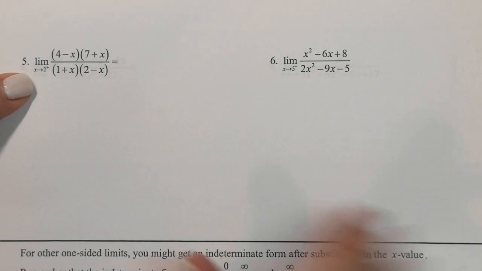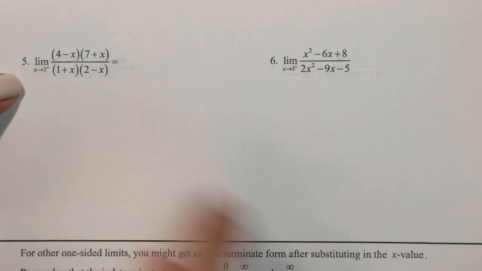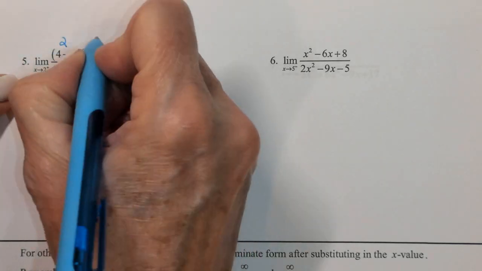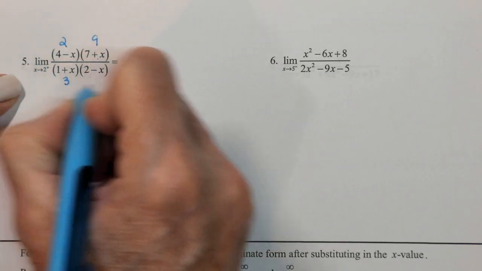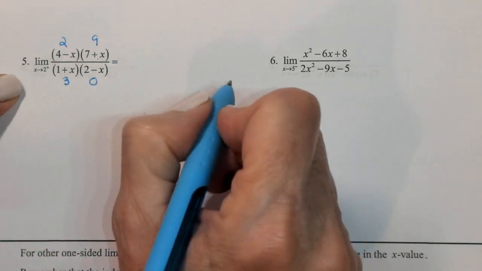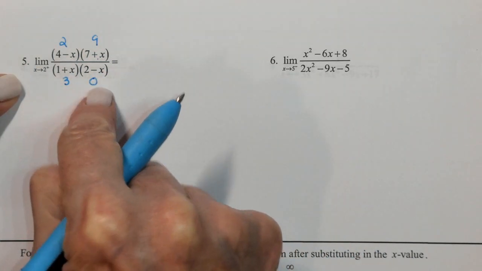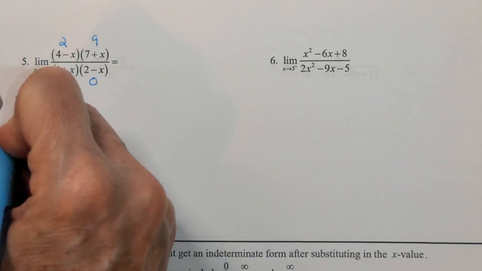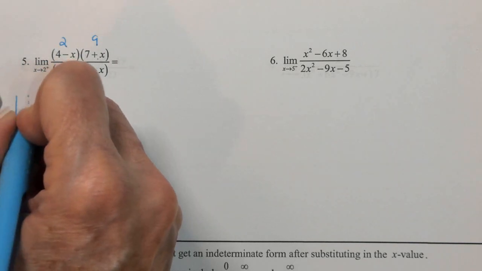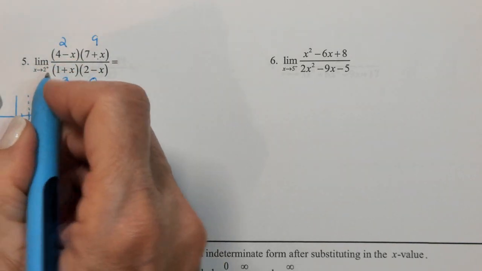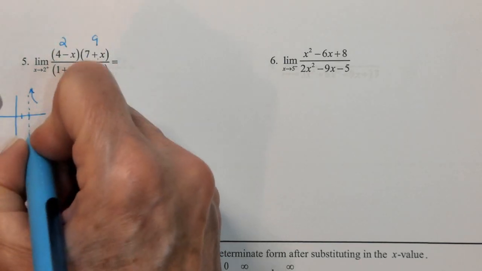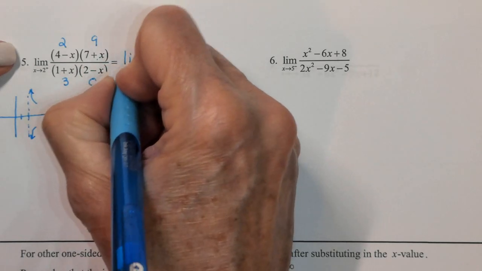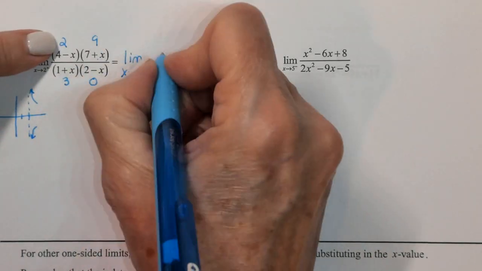Let's do this one. We're approaching 2 on the right. This will be a 2. This will be a 9. This will be a 3. This will be a 0. 0 on the bottom, number on top, vertical asymptote. Vertical asymptote when x is 2. We're approaching 2 on the right. Are we going up or are we going down? Well, we can find out. I'm going to rewrite my limit, putting numbers where I can.